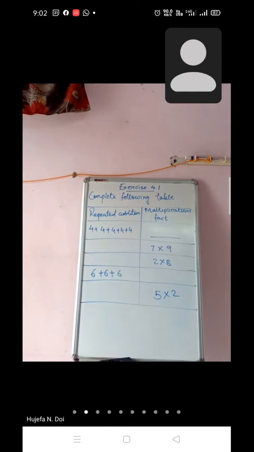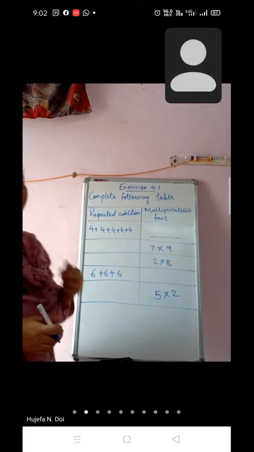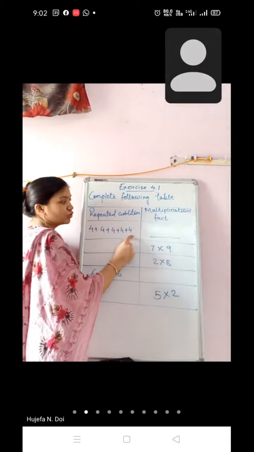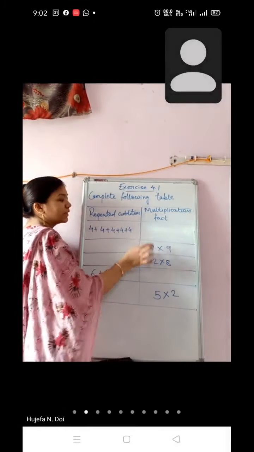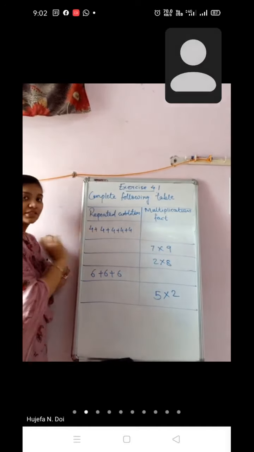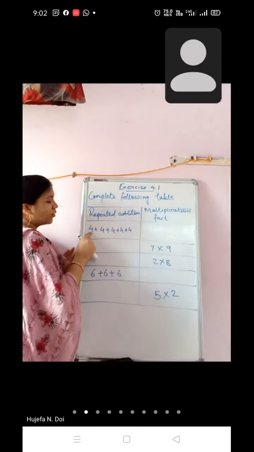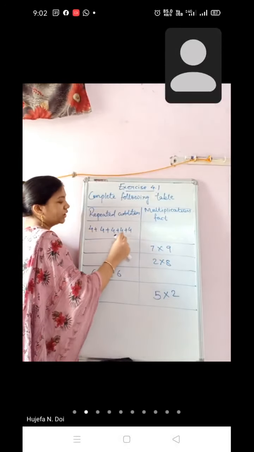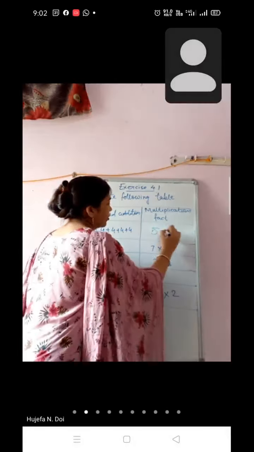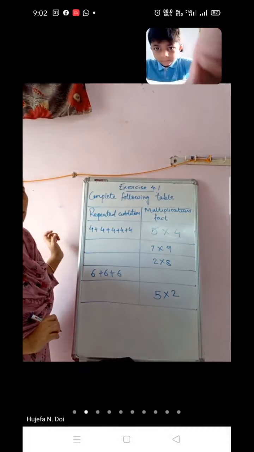Okay. So let's start. First, repeated addition is given to you. You have to write down the multiplication fact. जो हमने previous example देखा मैंने लिखा है. Same example is given here. 4 plus 4 plus 4 plus 4 plus 4. How many fours are there? 1, 2, 3, 4, 5. 5 fours are there. So you have to write down 5 multiplied by 4.